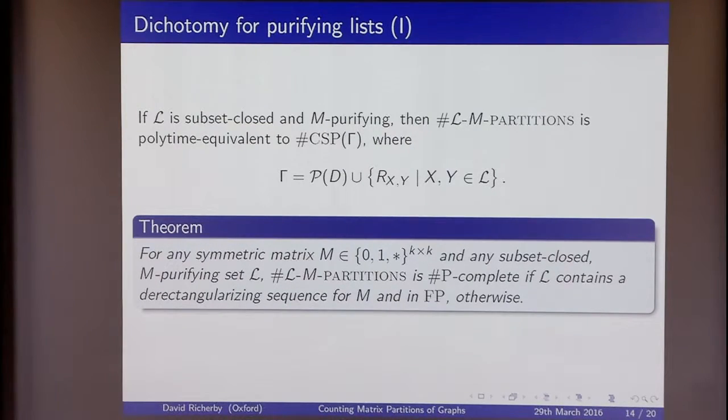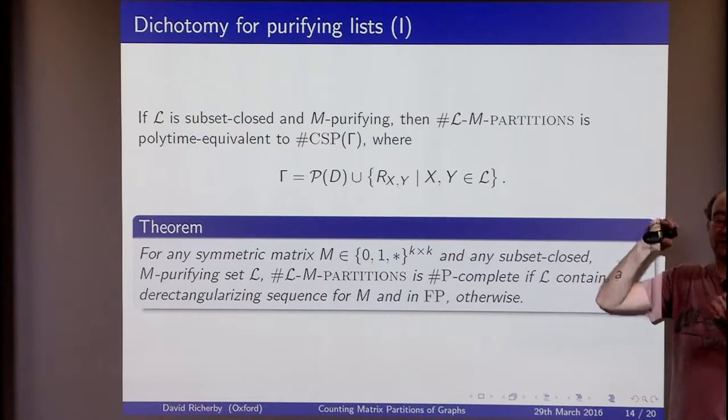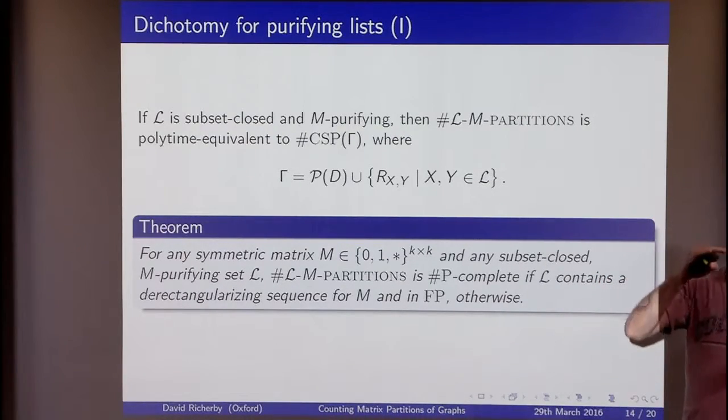So actually that will give us the dichotomy for the purifying case. We also require our set of allowed lists to be subset closed. Okay, so if a particular list is allowed, all of its subsets must also be allowed. The reason for that is that as we process the instance, we want to start restricting the list applied to any particular vertex, making it smaller and smaller, and we want all of those lists to be available to us.